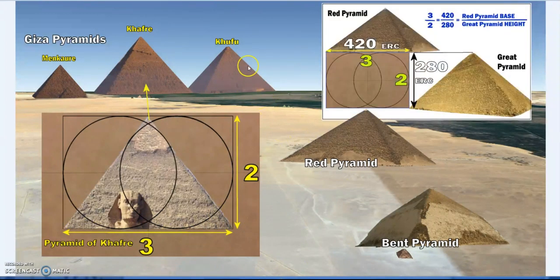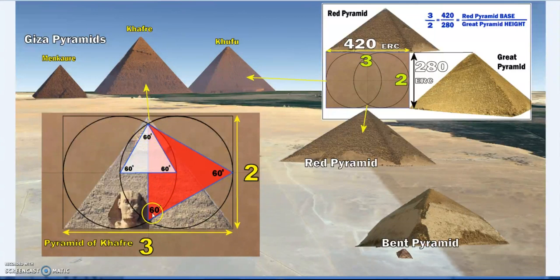It also links Khufu's pyramid with the red pyramid, because the red pyramid is 420 Egyptian raw cubits wide. The Great Pyramid is 280 Egyptian raw cubits high. That's a 3 to 2 ratio. Very musical. We'll see that more. But also inside the Vesica, Proposition 1, Book 1 of Euclid's Elements, to create an equilateral triangle, we also get an equilateral triangle this way.